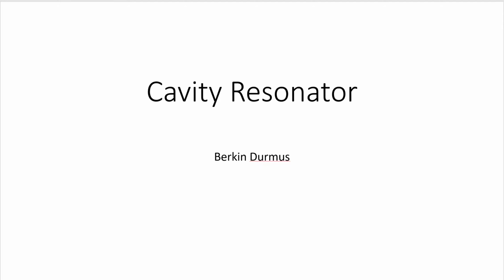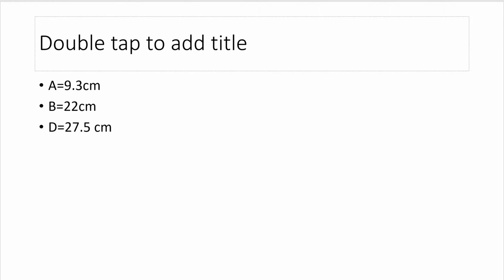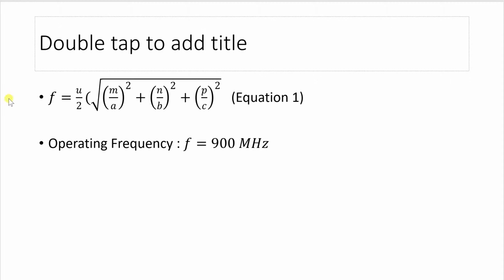Hello everyone, today I will present my project, which is cavity resonator. My cavity resonator is in a rectangular shape which has A, B and D lengths. I choose my A as 9.3 centimeters, B as 22 centimeters, and D is 27.5 centimeters. I chose my operating frequency as 900 megahertz.